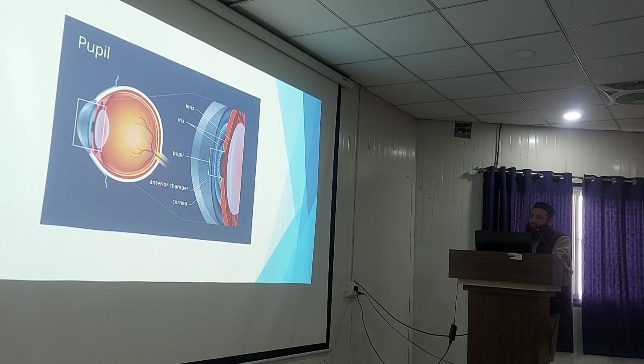The area behind this lens is the posterior segment. So we divide the eye into anterior segment and posterior segment. The lens and anterior to the lens is the anterior segment. This square shows the anterior segment, and the posterior segment is behind this lens. It is not posterior chamber. The posterior chamber is between the lens and this iris, the small slit area.